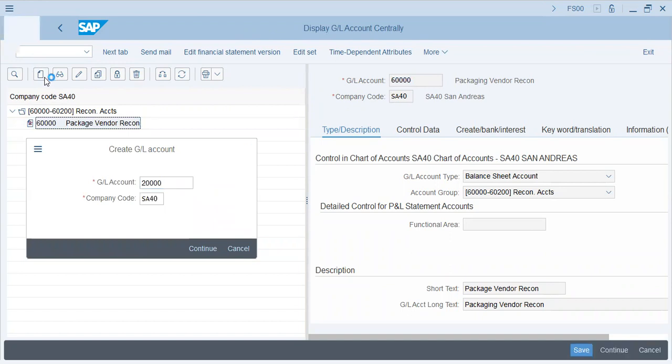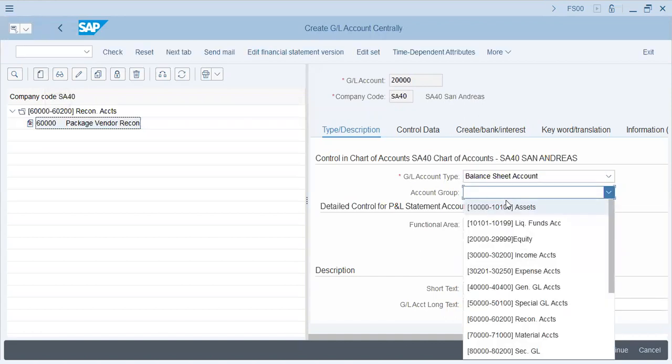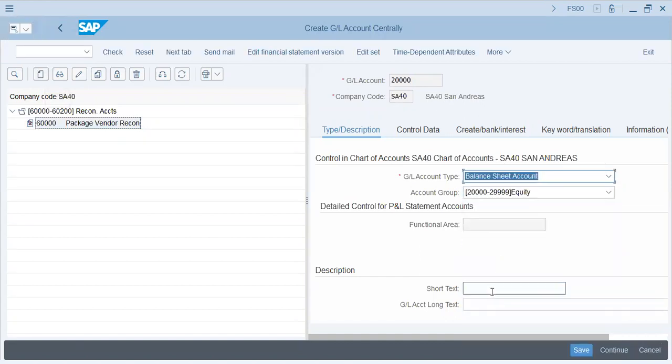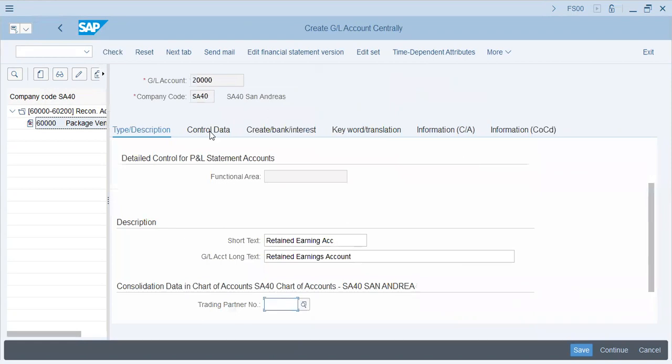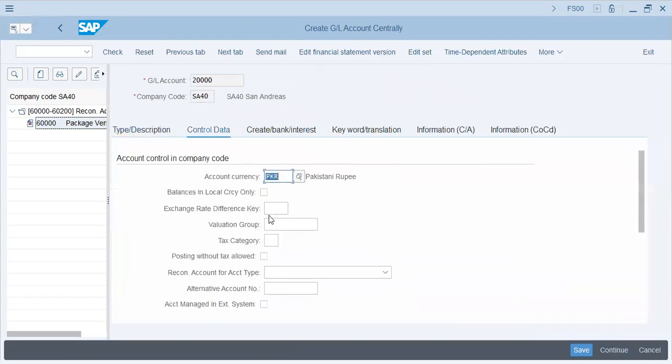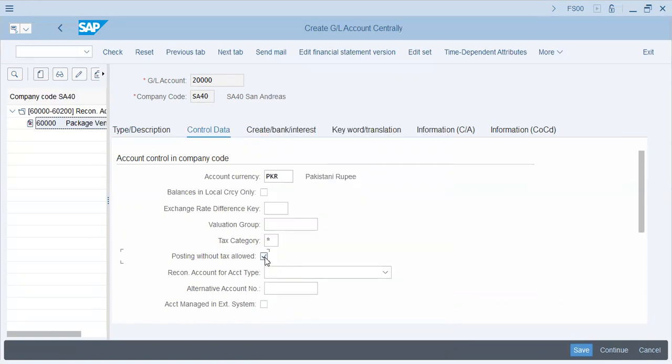20,000 for balance sheet account, account group, equity. And this will be retained earnings account, retained earnings account. Control data. Tax category will be F4, and we will see the list. Only input tax, all tax types, output tax, you will use all tax types. Posting without tax is allowed.